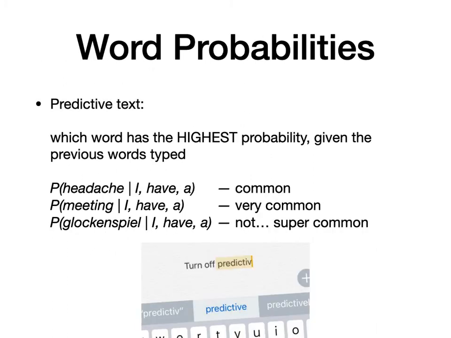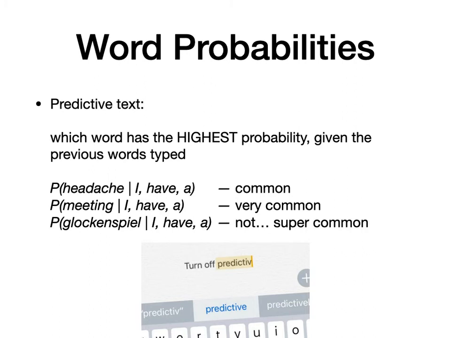Word probabilities, independently, individual words are a little different, but you might use them. You might see it in predictive text, which happens all the time. I try to turn mine off. Actually, it usually leads me astray. Honestly, maybe I just talk funny. So, which word has the highest probability given the previous words typed?